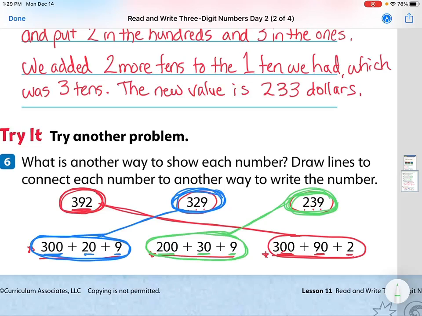So that is the end of our lesson today. I hope that you had success matching your answers at the bottom, and I hope that you made some connections and really have a better understanding of what 3-digit numbers are.